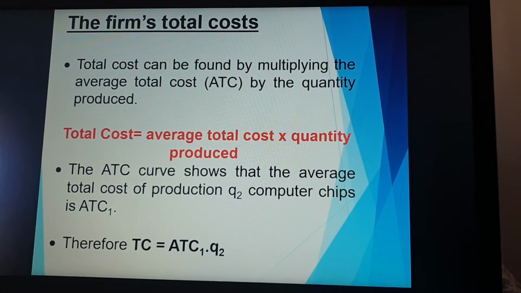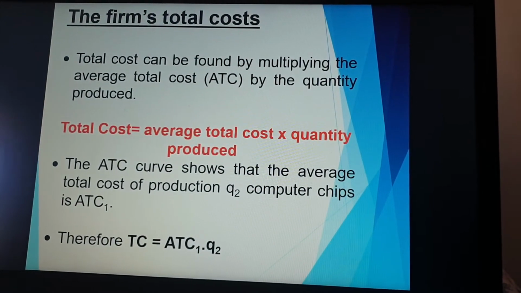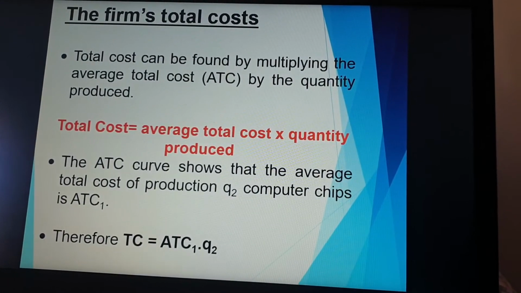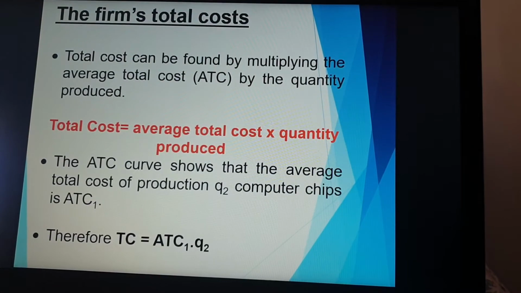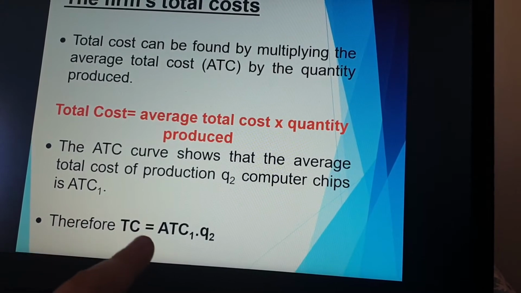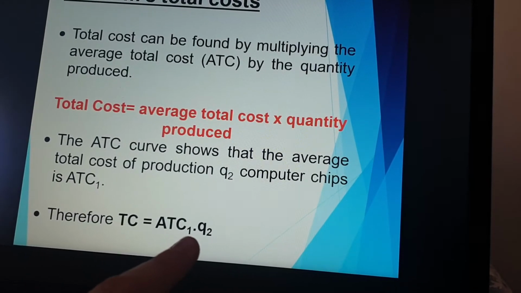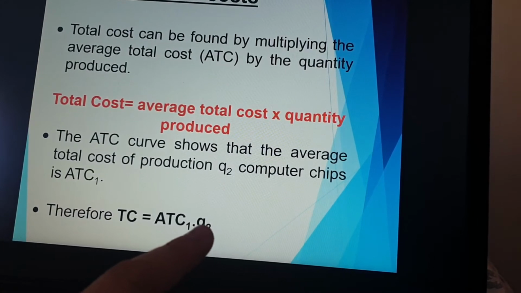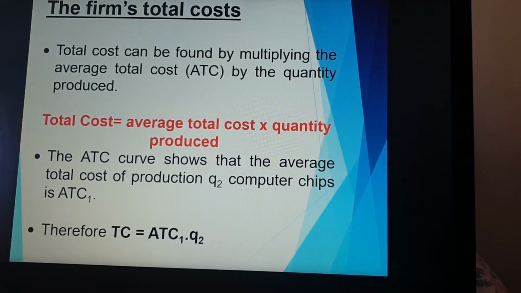A firm's total cost. The cost can be found by multiplying the average total cost ATC by the quantity produced. So total cost is average total cost times quantity produced. The ATC curve shows that the average total cost of production of Q2 computer chips is at ATC 1. Therefore, TC is equal to ATC 1. ATC stands for average total cost. And that point there means multiply or times Q2. Again, why are we producing at Q2? Because that is where my firm will maximize its profit.